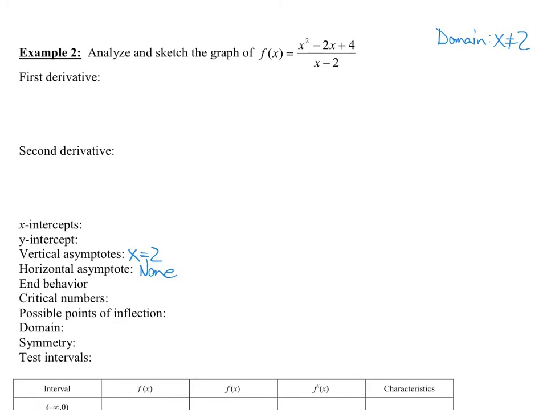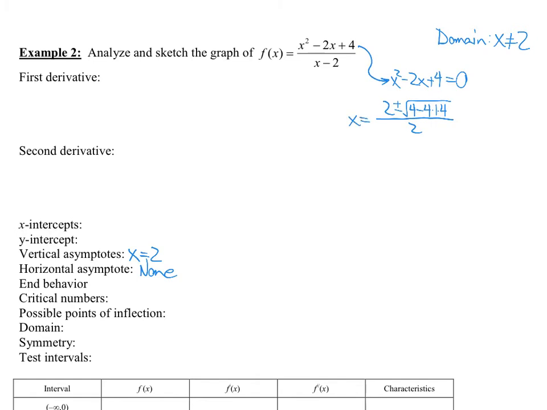X-intercepts. So the x-intercepts are where? No, the x-intercepts are where y equals 0. So in this case, the top would end up being 0. So x squared minus 2x plus 4 equals 0. How do we solve this? Quadratic formula, okay. 2 plus or minus square root of 4 minus 4 times 1 times 4 all over 2.